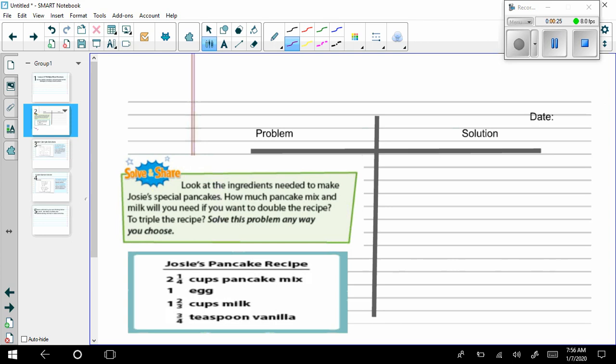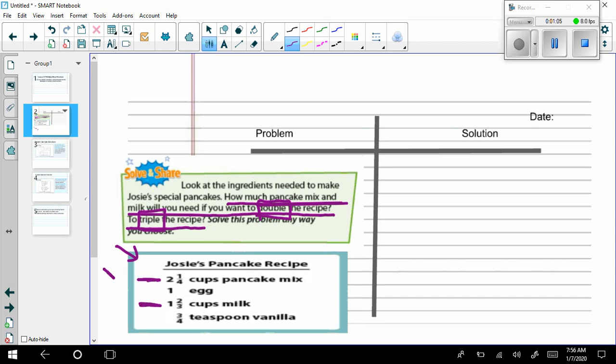Your nightly solve and share says, look at the ingredients needed to make Josie's special pancake. So the recipe is down here. And it says, how much pancake mix and milk will you need if you want to double the recipe? I'm going to box double because that's going to be important. And then how much pancake mix and milk will you need to triple the recipe? And I'm going to box triple because that's going to be important. So we're focusing on pancake mix and milk.